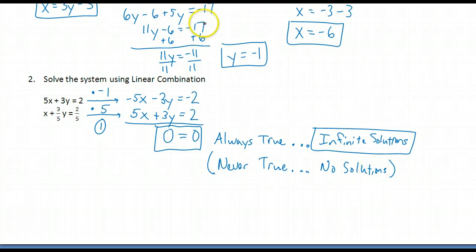So whether I do substitution or linear combination, if my variables drop out and I'm left with a true statement, it's always true, I have infinite solutions. If my variables drop out and I'm left with a false statement, that's never true, I have no solutions.